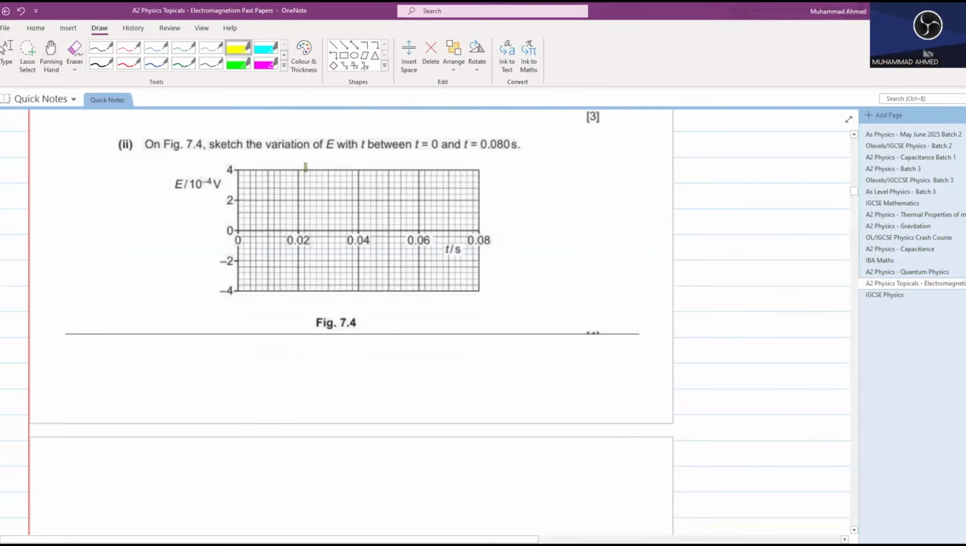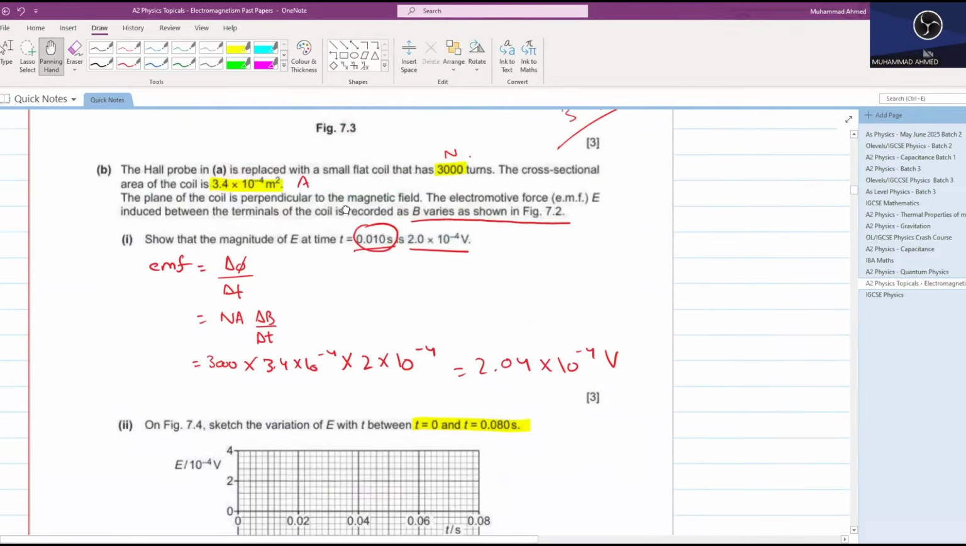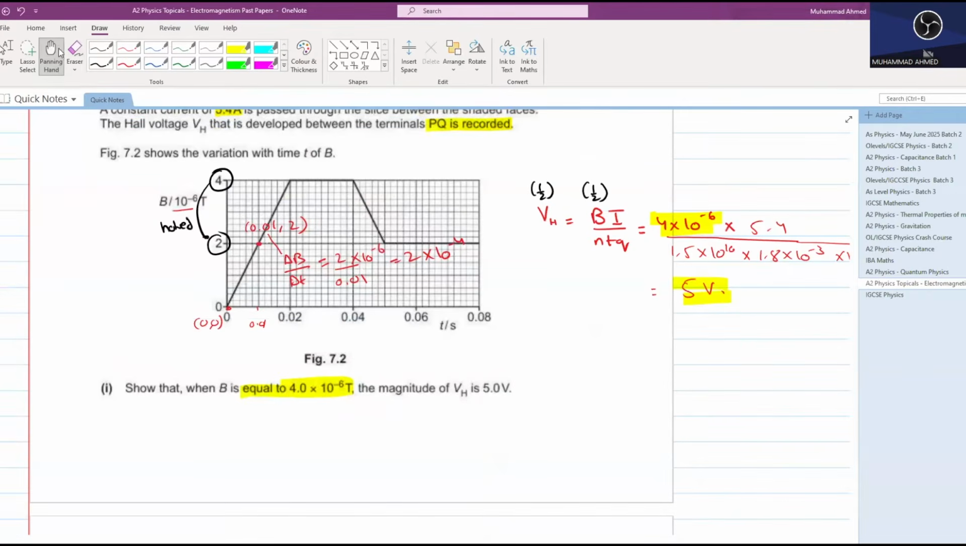On figure 7.4, sketch the variation of E. Basically, we have to sketch the variation of EMF with time t between t equal to 0 till t equal to 0.08 seconds. You have to sketch the graph of EMF from time t equal to 0 till time t equal to 0.08 seconds. So how will you do that? First of all, go to this graph.